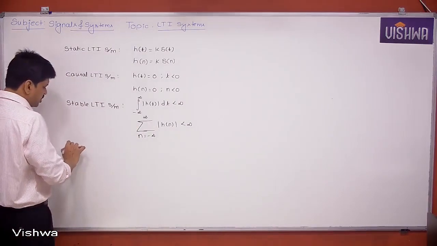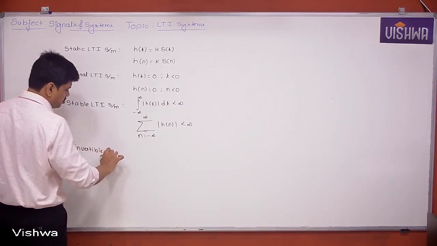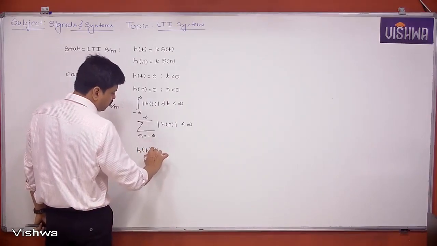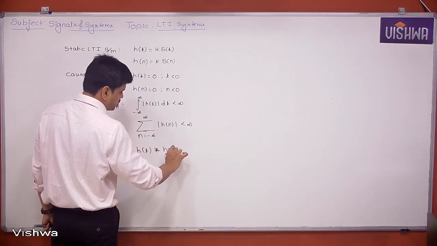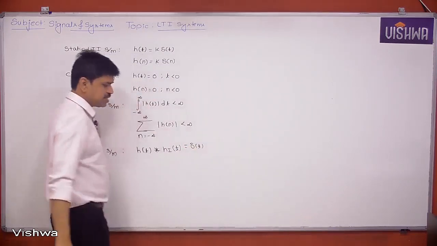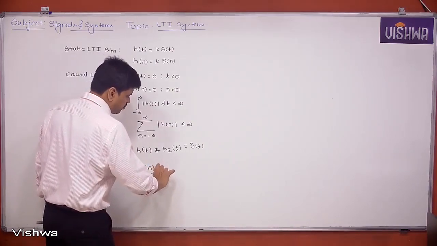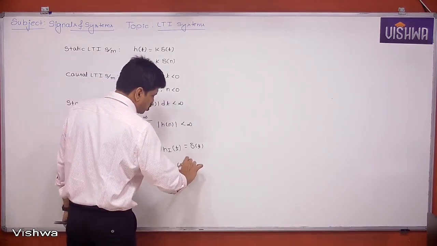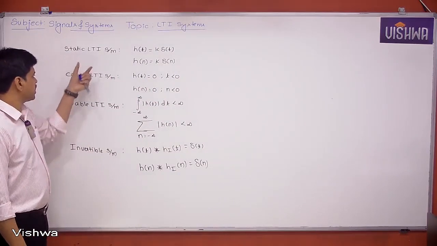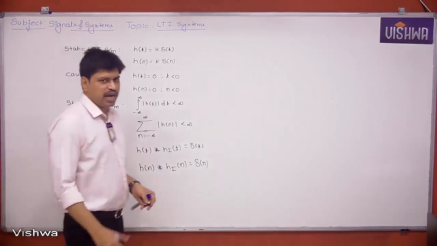Next, suppose if it is an invertible system, then the condition is that h of t convolved with the inverse system impulse response hi of t has to be delta t. This condition has to be satisfied. Then in the discrete time case, h of n convolved with hi of n has to be delta n. So these conditions have to be satisfied for static, causal, stable and invertible LTI systems. Just a recap here.